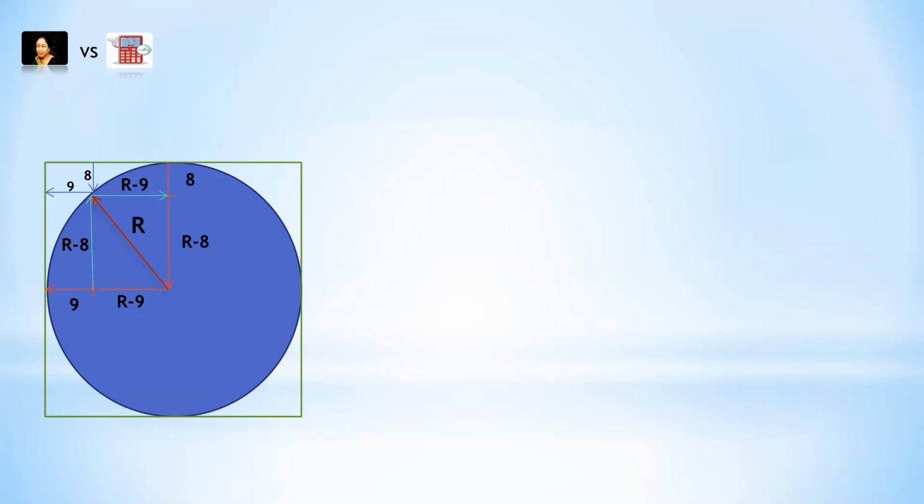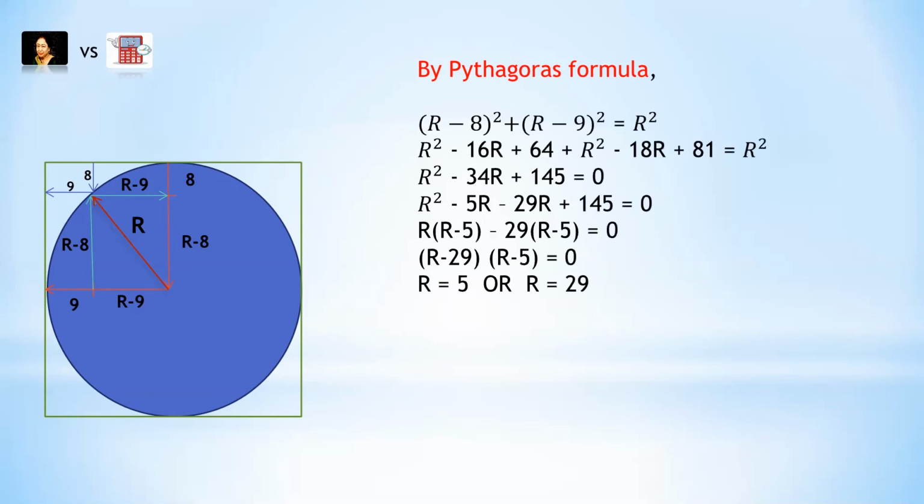So let's see our solution. We are going to use the Pythagoras formula on half of the rectangle. We can do it in either half. We're doing it in the left half, so it will look like (r minus 8) whole square plus (r minus 9) whole square equals r square. If we expand (r minus 8) whole square, it is r square minus 16r plus 64, and (r minus 9) whole square is r square minus 18r plus 81, and r square remains the same on the right hand side.